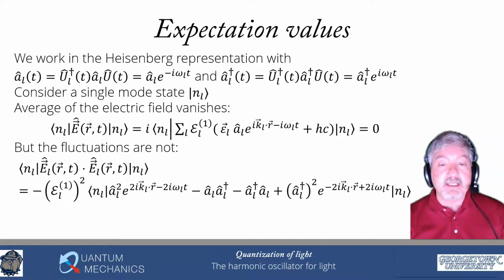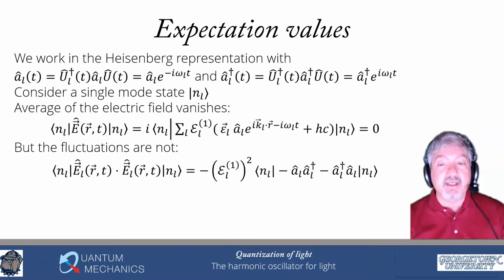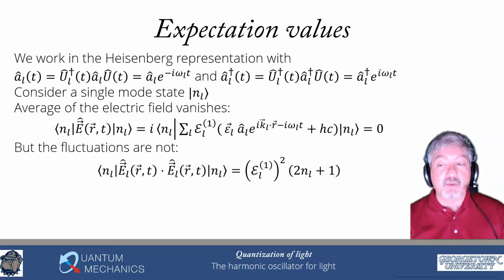And you can go ahead and calculate. You have to work with a simple commutator to make that AL AL dagger into AL dagger AL. Then the states NL are eigenstates of the number operator. We've done this kind of calculation in the simple harmonic oscillator, and each AL dagger AL is going to give me an NL, and the commutator is going to give me a +1. So we're going to find that this is equal to 2NL plus 1. So we find 2NL plus 1 is what we get when we calculate the square of the electric field.